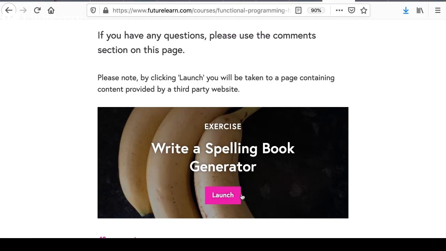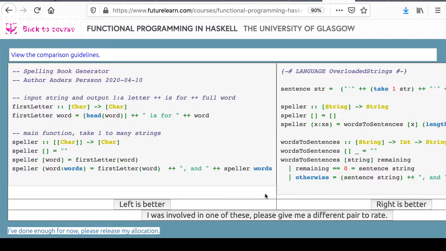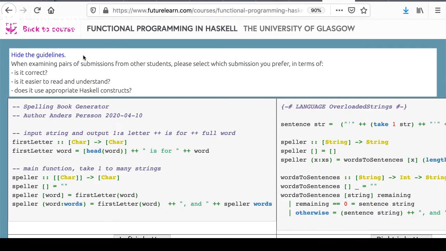So here we are at our spelling book generator exercise. Now when I click launch, I'm taken to a screen where I can compare side by side two people's submissions. And the idea is I should have a look at the comparison guidelines. I'll click there to see which solution I prefer in terms of its correctness. Does it do the right thing? Its ease of reading and comprehensibility, and whether it's idiomatic Haskell.